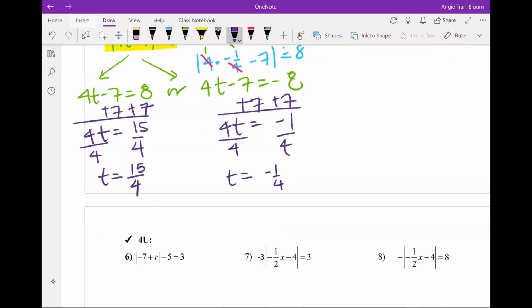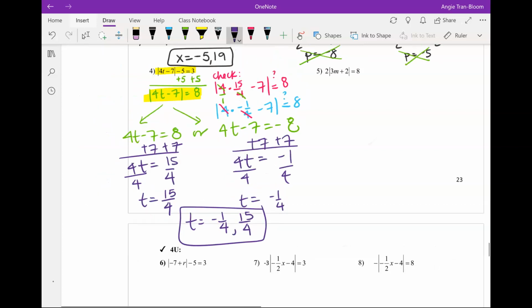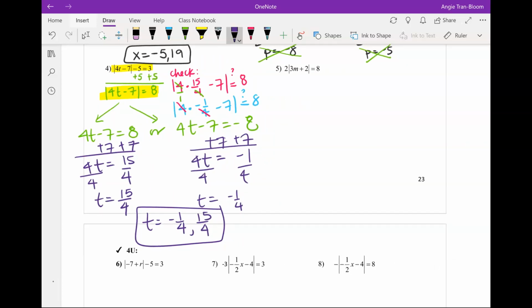Okay. T equals negative 1/4, comma, 15 over 4. Okay. Guys, how come this one, both answers are acceptable? Because what's the distance outside? Positive 8. Okay, the distance outside is positive 8. So it is possible to get a T value.